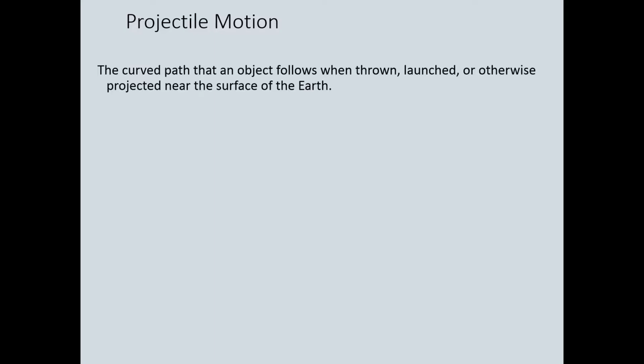Projectile motion is defined as the curved path that an object follows when thrown, launched, or otherwise projected near the surface of the Earth. There are two types of projectile motion: horizontal projectile motion and projectile motion at an angle. But in this video we are going to focus on horizontal projectile motion.